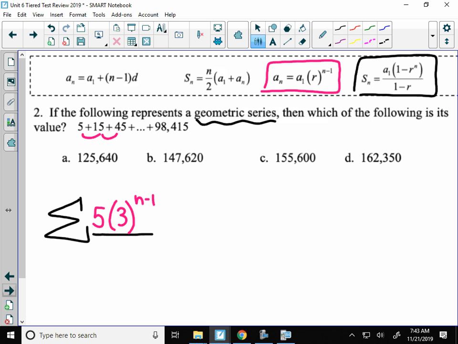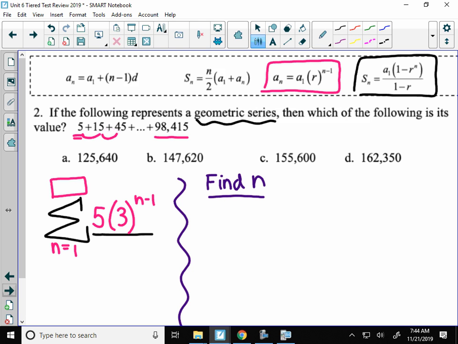Okay, so I know the first index, I'm assuming, is n equals 1, right? I'm assuming term 5 is the first one. And I know the last term is 98,415, but I don't know what the index is for that term. What is the n for that term? So unfortunately, I have to do a little bit of work before I can just type things into the sum. And I'm going to have to find the value of n. What I will use is the formula in pink up here, A sub n.